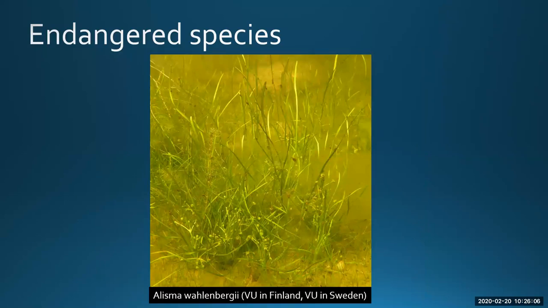And also the Alisma wahlenbergii, småsvalting, which is on the EU Habitats Directive list of prioritized species. So we have a certain reason to keep them here. But it is also found a lot more in Finland.